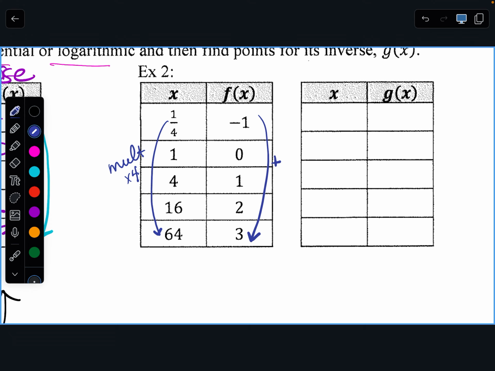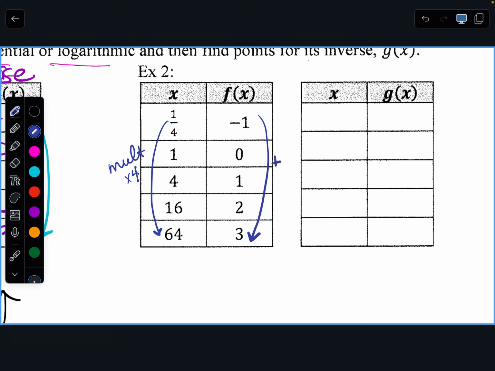Okay, so now if I'm going to look at the points for the inverse, just like before, x comma y is going to inverse as y comma x. So 1/4 comma negative 1 is going to be negative 1 comma 1/4 as an inverse. 1, 0 is going to be 0, 1. 4, 1 is going to be 1, 4. 16, 2 is going to be 2 comma 16. And 64 and 3 is going to be 3 comma 64. And of course now, because it's swapped, we know that this is exponential. All right, let's go to the next page.